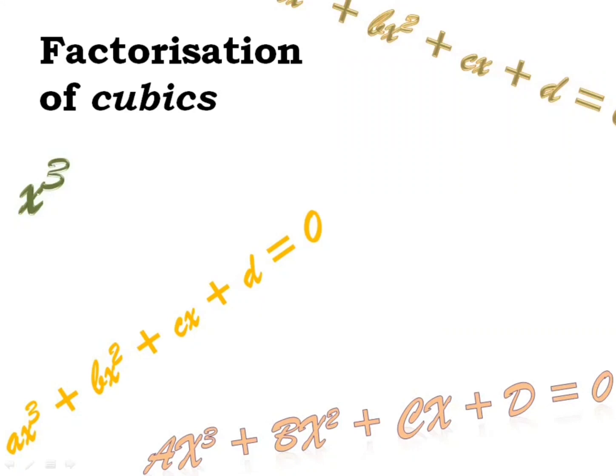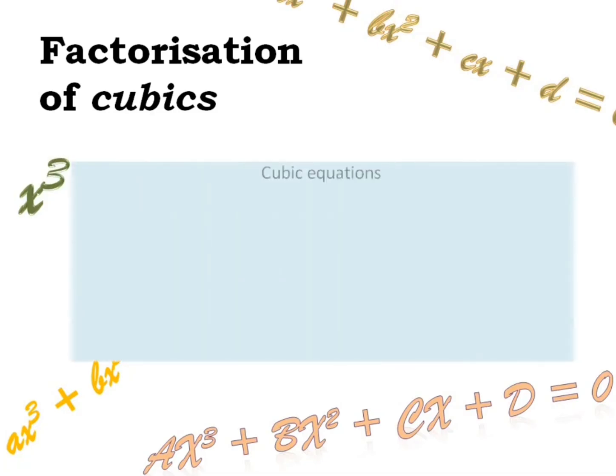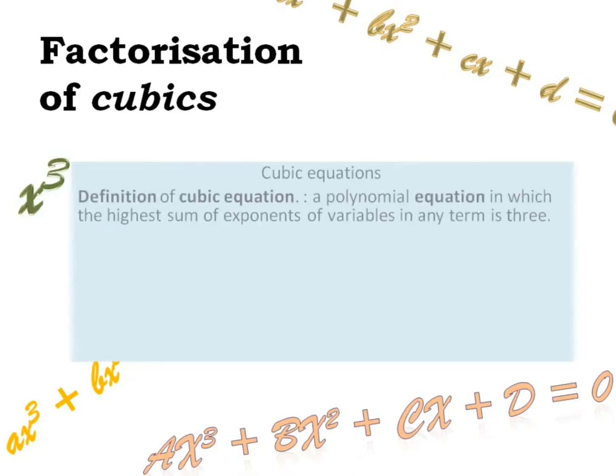So here we are going to learn the factorization of cubic equations. So what exactly are cubics? If we come to the definition, cubics are nothing but polynomials whose highest degree, or sum of exponents, is 3. You can see here the basic form of a cubic equation is ax cubed plus bx squared plus cx plus d.